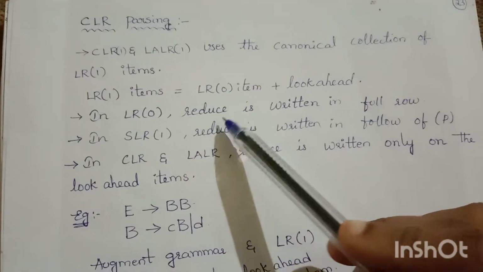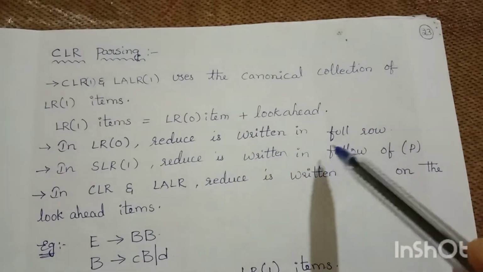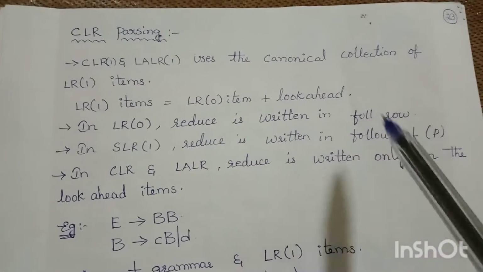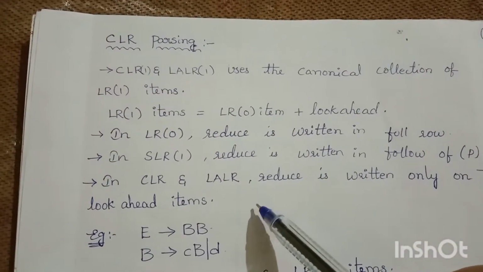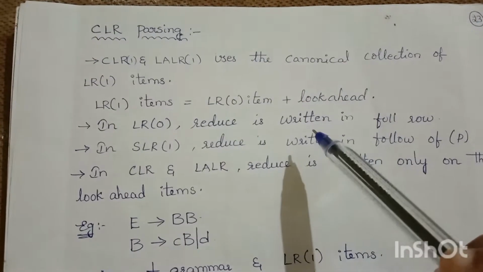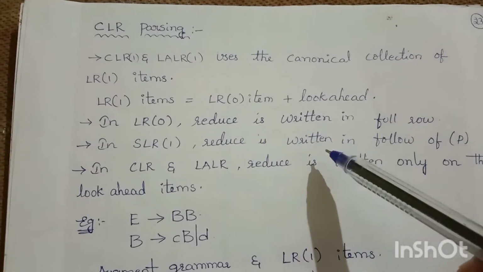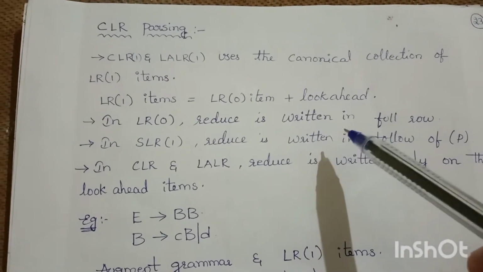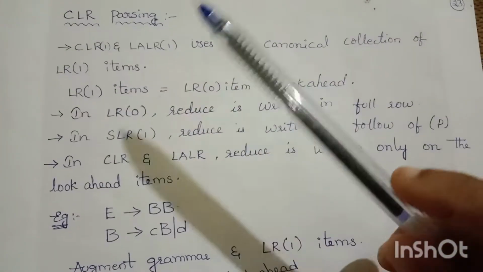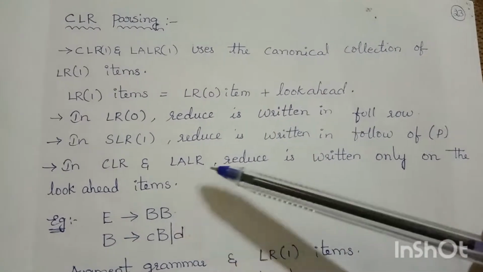In LR0, reduce is written in the full row, whereas in SLR1, reduce is written in follow of P. Whereas in CLR and LALR, reduce is written only on the look ahead items. We already discussed different types of LR parsers. Everything will be same except the parsing table. In the parsing table only we have the variation in different types of LR parsers. In CLR parsing as well as in LALR parsing, reduce is written only on the look ahead items.